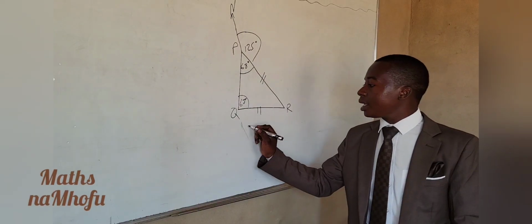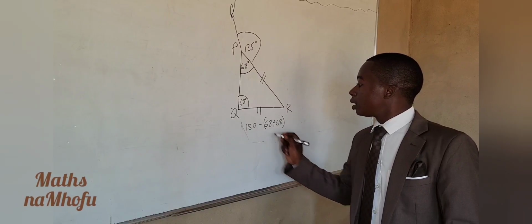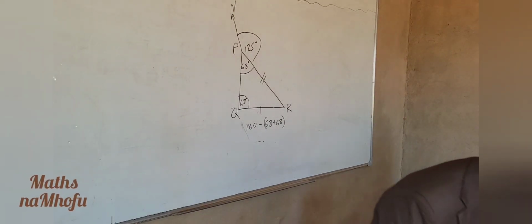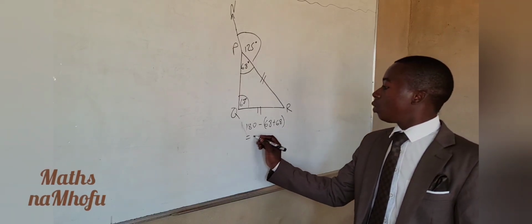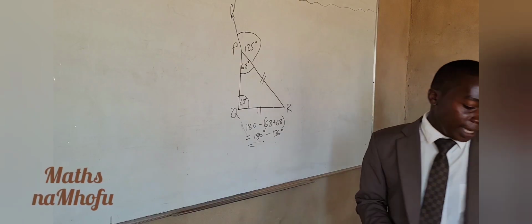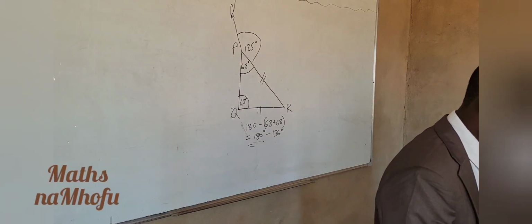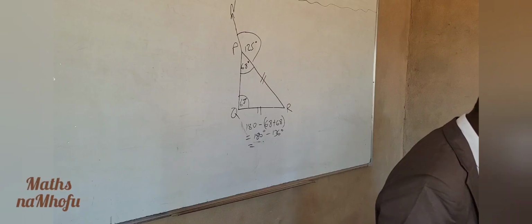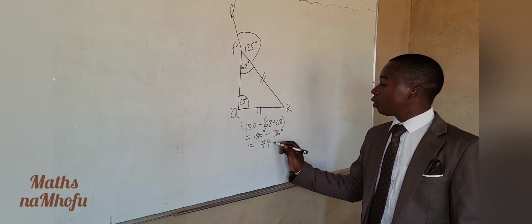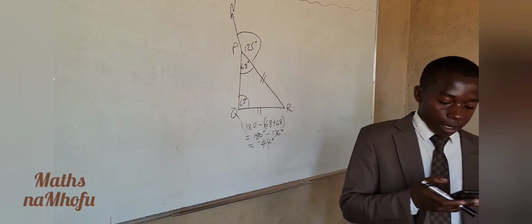Yeah. So our answer here will be 180 minus 68 plus 68. Are we together? 68 plus 68, what do we get? 136. So 180 degrees minus 136 degrees. What do we get? 44 degrees. And our answer will be 44 what? Degrees. That will be our answer.